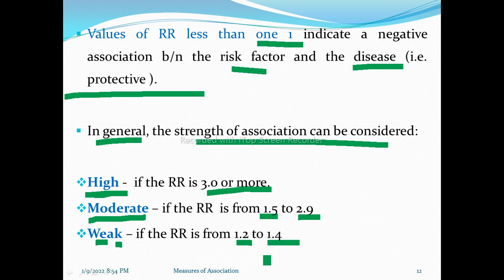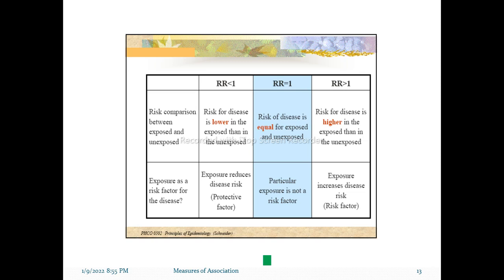So this is a very important concept. This will work also for odds ratio. The very important graph is this one. Relative risk: what happens if relative risk is less than 1, if relative risk is 1, if relative risk is greater than 1. Risk comparison between exposed and unexposed individuals.